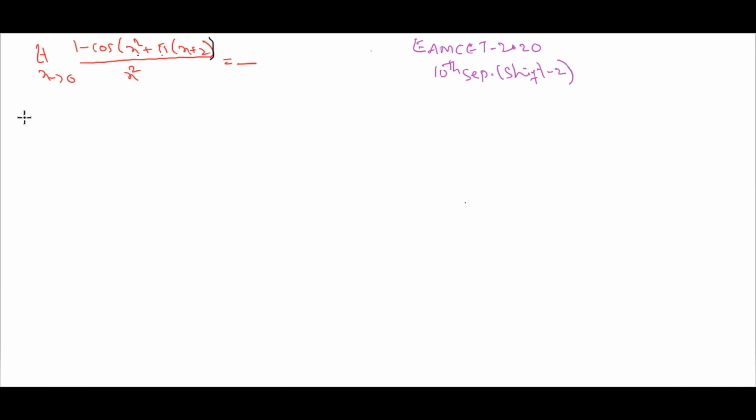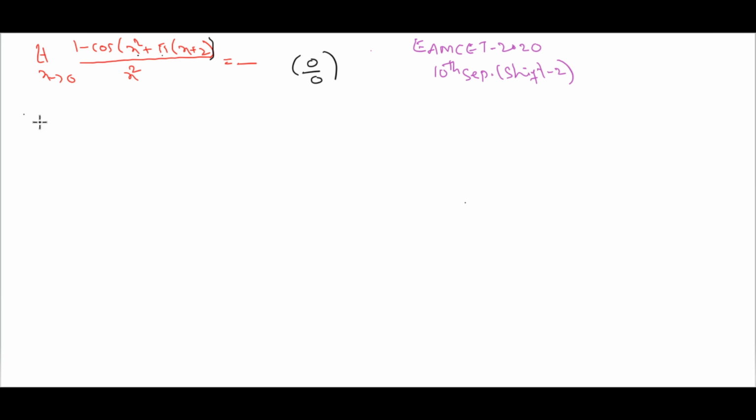Limit x tends to 0, 1 minus cos of x square plus pi into x plus 2 by x square. So this problem is from EAMCET 2020, 10th September, shift 2. So here is given limit x tends to 0, substituting x tends to 0, 1 minus cos of 0 plus 0 plus 2, that is 2 pi. So cos 2 pi is 1, 1 minus 1 is 0, by denominator x square, 0. So it is in the form of 0 by 0.